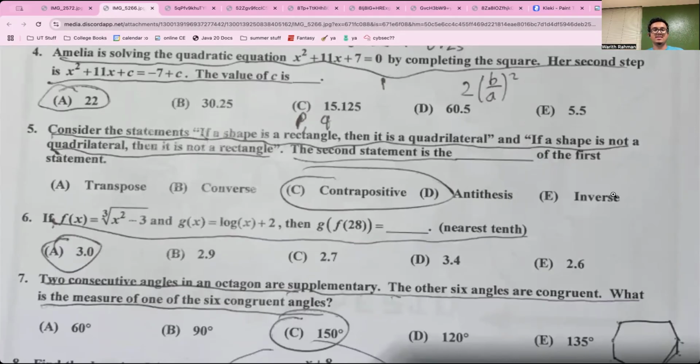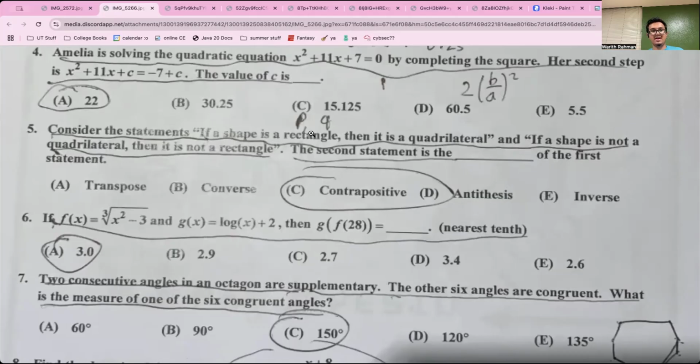The inverse is if not P, then not Q. In other words, take this original statement and just put a not here and not here. And our converse is just swapping these two statements. So it would be saying if it's a quadrilateral, then the shape is a rectangle.